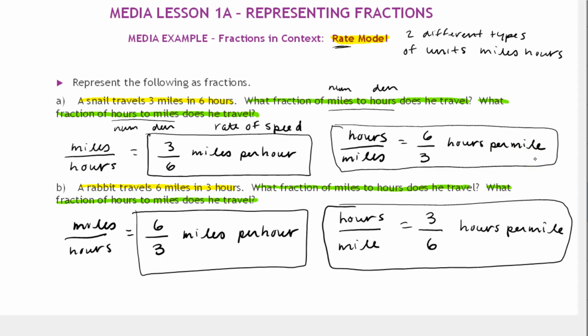Okay, so I hope you're seeing how this rate model is different, how we're comparing these quantities, and how the units matter and the order matters. We have one more type of model for fractions. It's going to be the exchange, conversion, or operator model we're going to look at next.